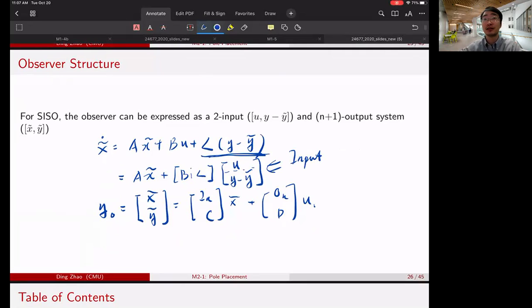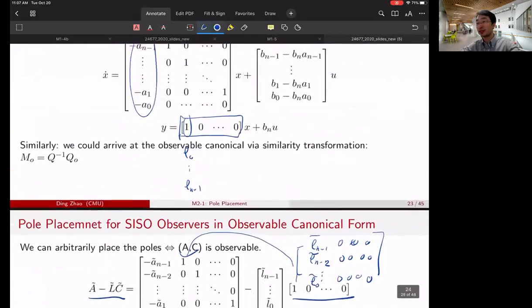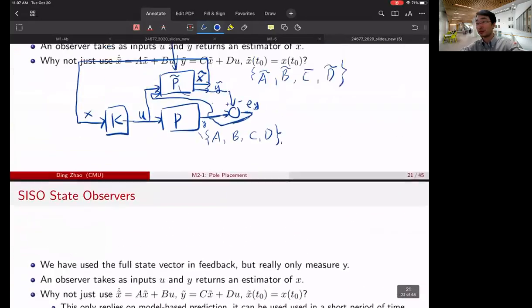This is our input, and this is our ABCD matrix. You can also augment this input to be u and y minus y tilde, but then you have another 2 rows of zeros, 2 columns of zeros. And our observation is just x and x tilde and y tilde. So you can see this is the same thing I drew previously with this figure.